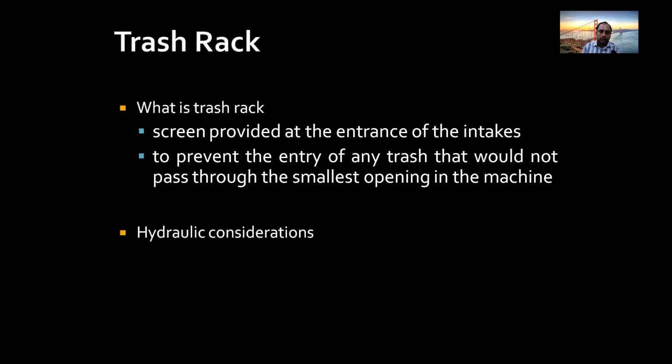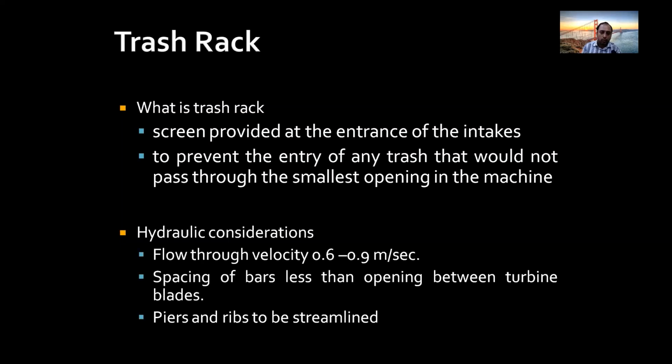Trash rack, what is trash rack? It is a screen, which is provided at the entrance of intake to prevent the entry of any trash which would not pass through the small opening in the machine, especially in the turbine and the governors. The flow through velocity should be 0.6 to 0.9 meter per second. Spacing of bar should be less than the opening between turbine blades.